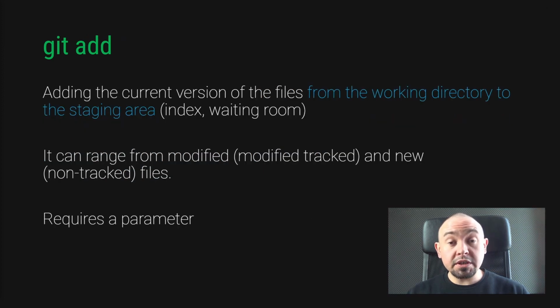Another very important command is git add. This command adds the current version of the files in our working directory to the staging area. We can add any modified or newly created file to the staging area, regardless of whether it is currently tracked or untracked. This command requires a parameter, or as it also can be said, a flag.